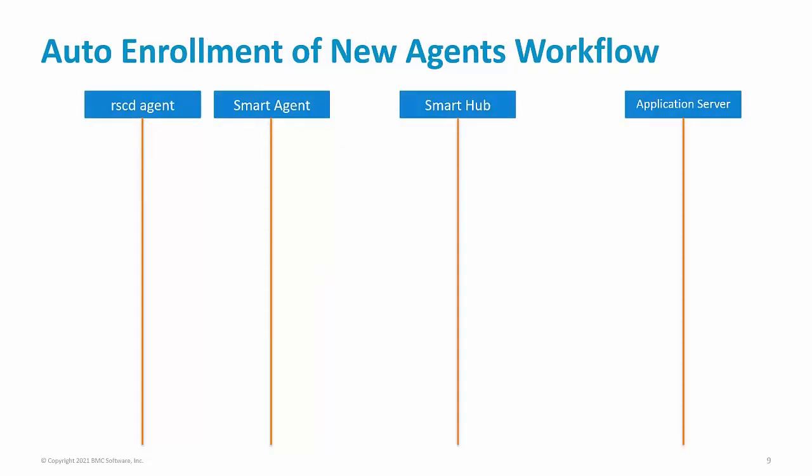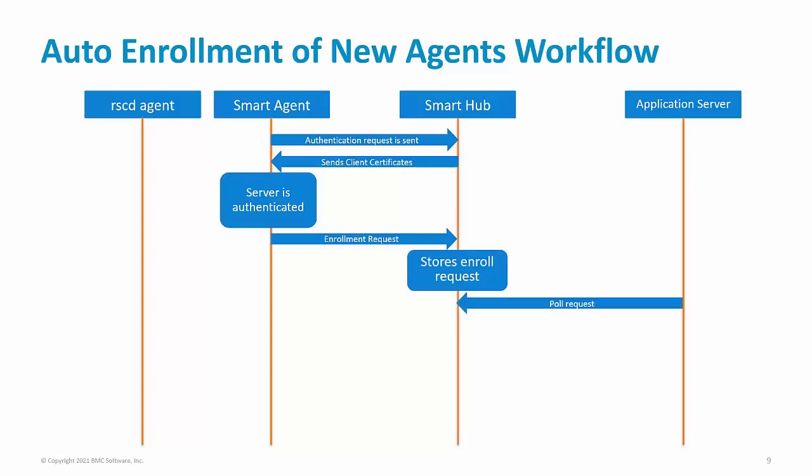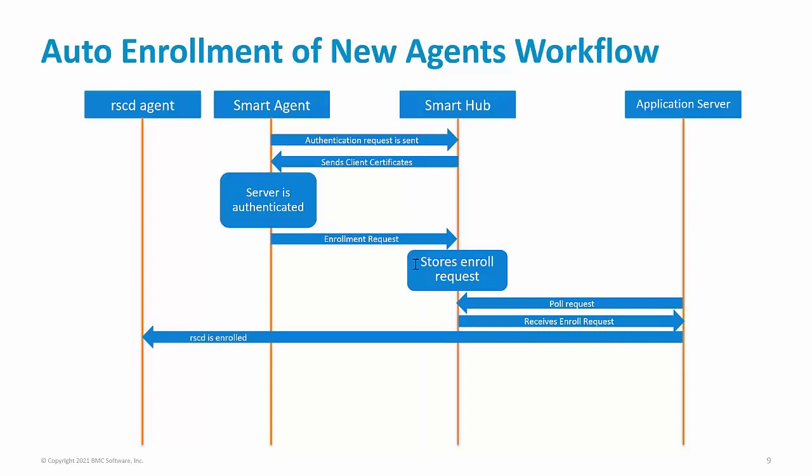As soon as the Smart Agent service is started, Smart Agent sends an authentication request to the Smart Hub. Smart Hub acts as a CA and sends the client certificates back to the Smart Agent. This authenticates the server. Once the server is authenticated, Smart Agent sends an enrollment request to the Smart Hub. Smart Hub then receives this request and generates an enrollment ID for the specific target, and it stores this enrollment request. As per the polling interval, the application server then polls this request from the Smart Hub. It gets its response, and once the server is enrolled, the application server sends the enrollment response back to the Smart Hub, and the RCD agent is enrolled.